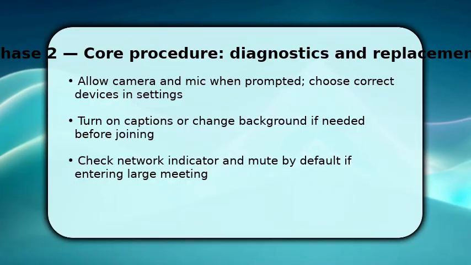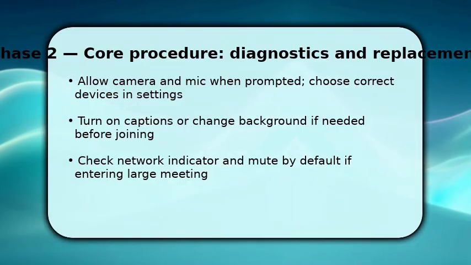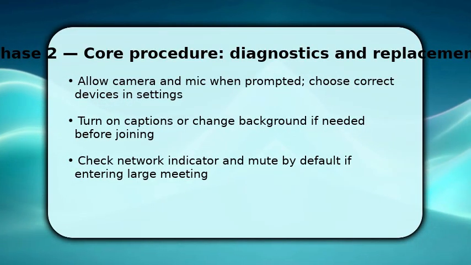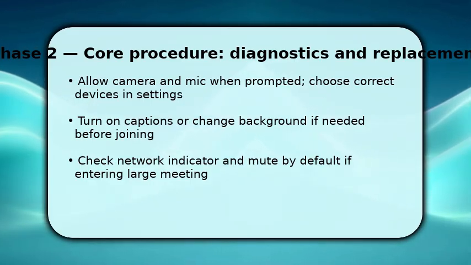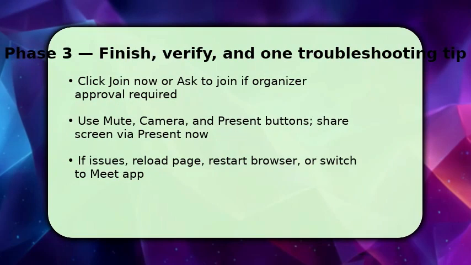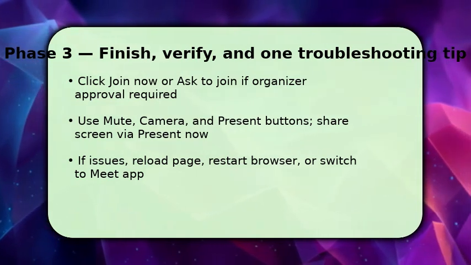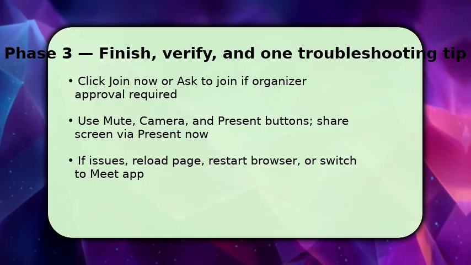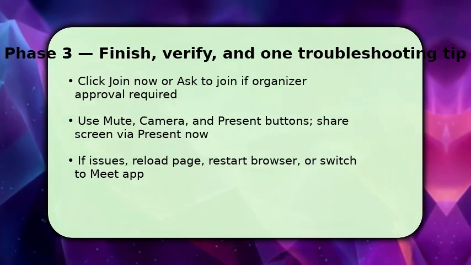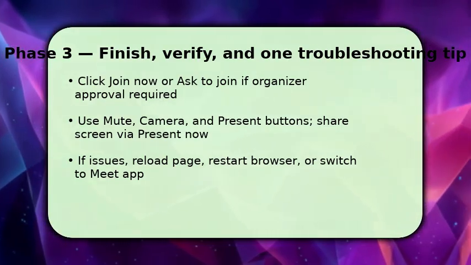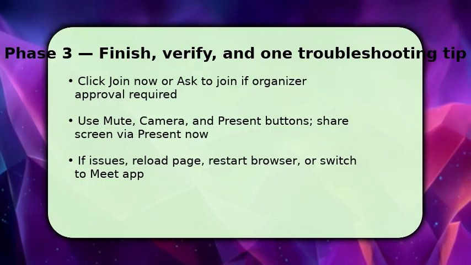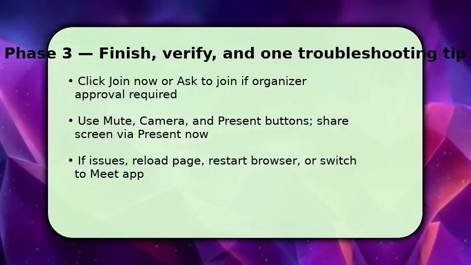Make sure your network shows a healthy connection. If it looks weak, switch to Ethernet or move closer to Wi-Fi to avoid dropouts when you join. Click Join Now to enter the meeting, or ask to join if the host must admit you. This controls lobby access. Once inside, use the mute and camera icons to manage audio and video, and press Present Now to share your screen. Choose a window or tab for better performance.